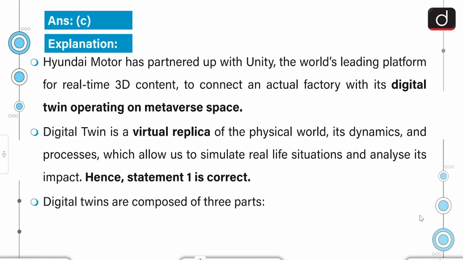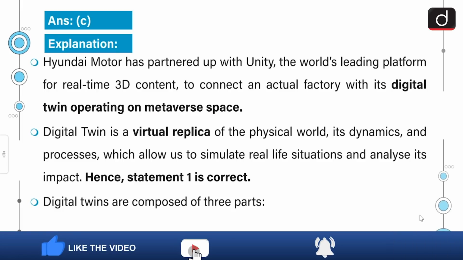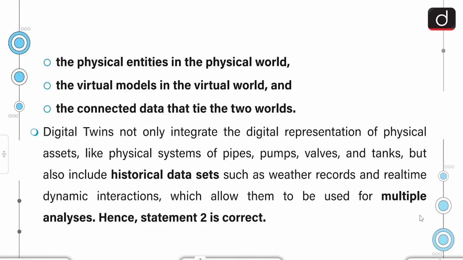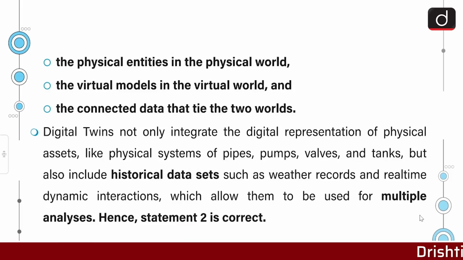And Hyundai Motors has partnered with Unity, the world's leading platform for real-time 3D content, in order to connect an actual factory with its digital twin operating on metaverse space. When metaverse is a buzzword now, digital twin is a virtual replica of the physical world, and its dynamics and processes allow us to simulate a very real-life situation. Digital twins are composed of three parts, namely the physical entities in the physical world, virtual models in the virtual world, and the connected data that tie the two worlds.